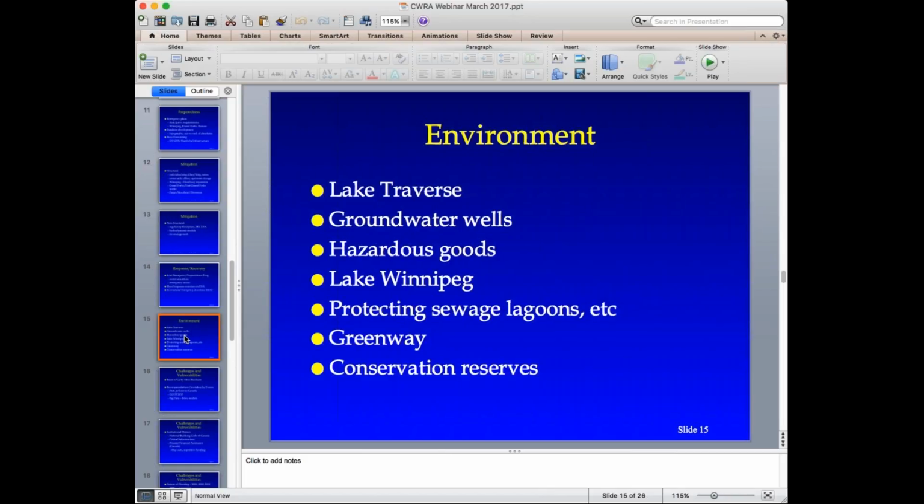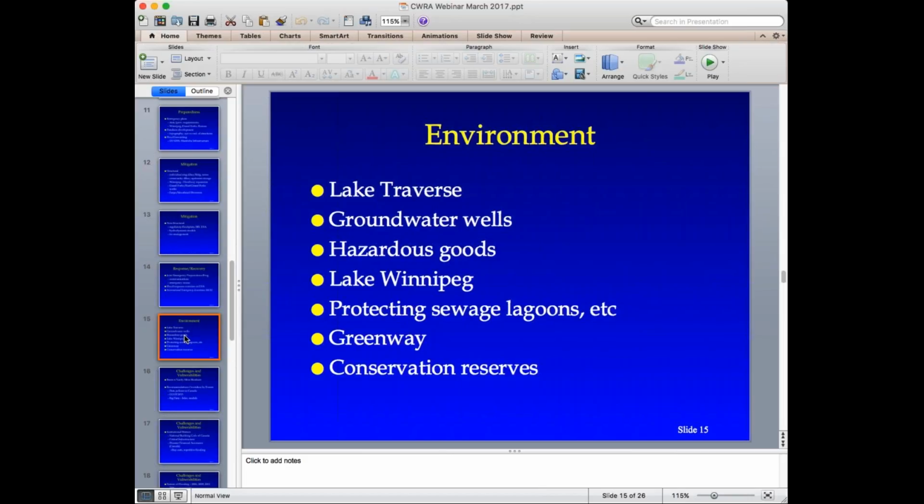In terms of hazardous goods, there's actually a banned substance stored in a warehouse in the U.S. that found its way into Lake Winnipeg, and this was toxaphene, and Lake Winnipeg was monitored for toxaphene for many years after the flood until the level dropped off.